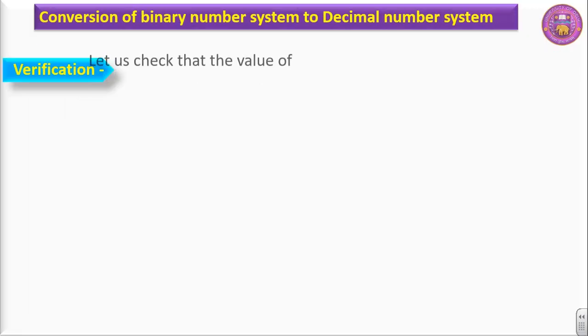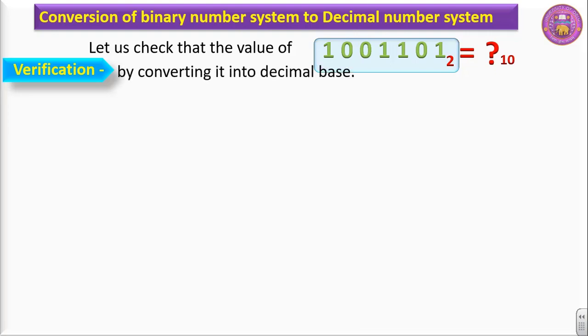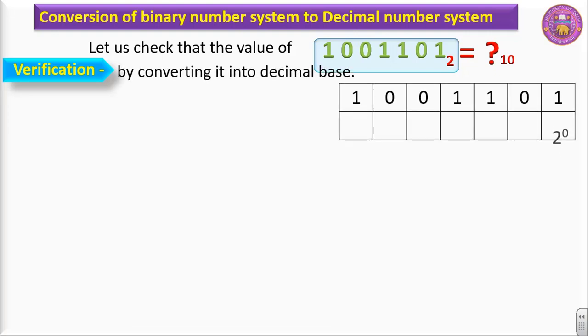So we take the same binary number, that is 1001101, and we want to convert it into decimal number system. In this case, 2 raised to power 0, 2 raised to power 1, 2 raised to power 2, 2 raised to power 3, 2 raised to power 4, 2 raised to power 5 and 2 raised to power 6. Now let us multiply these digits with the base. These are digits and these are the base. Base is binary.